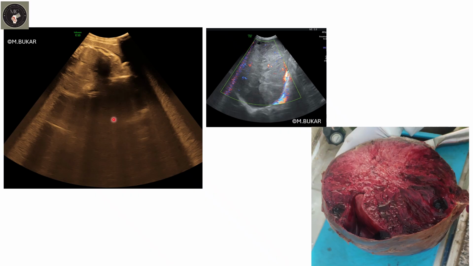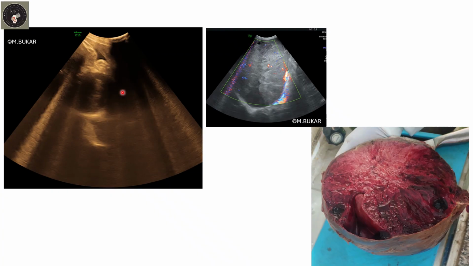So this was the ultrasound image at first presentation. This is the color flow, the lesion, and this huge, well circumscribed lesion site.